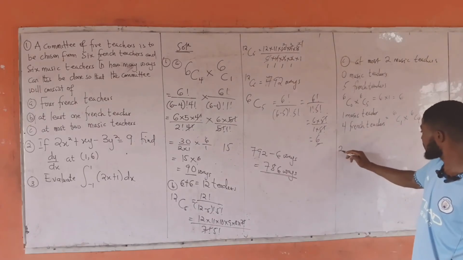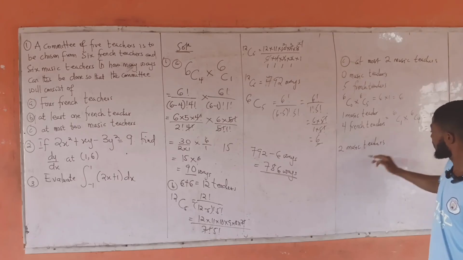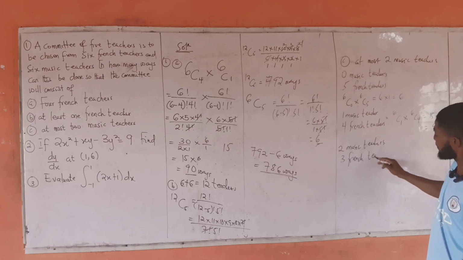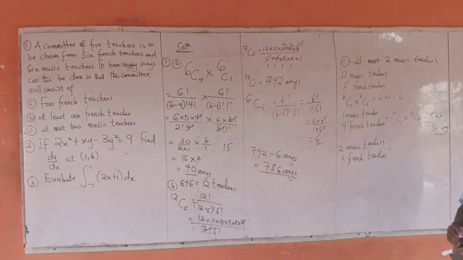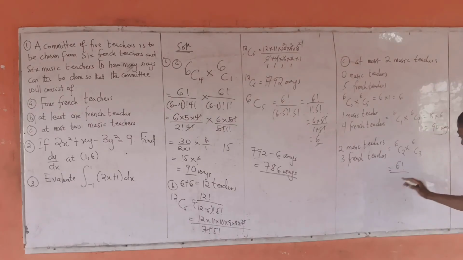Finally, we come to 2 music teachers, meaning that there should be 3 French. Putting this together, 6 combination 2. Now 6 combination 2 is 6 factorial over 6 minus 2 factorial, 2 factorial.